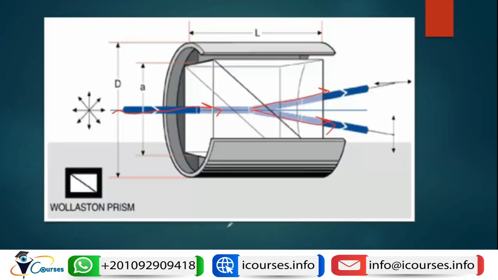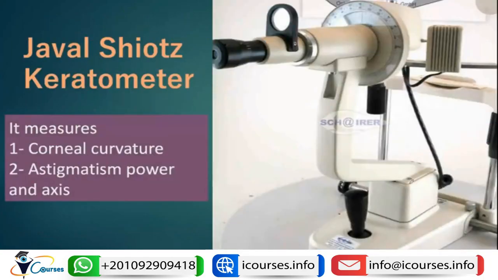Here, by controlling this knob, we adjust the object size as we have a fixed image size. Again, this knob will control the object size, because in case of Javal-Schiotz, we have a fixed image size but an adjustable object size.